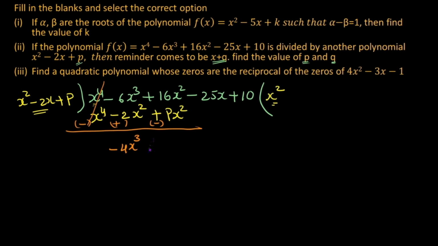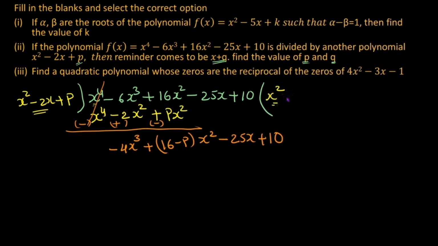Okay. And if you do it here, this is 16 minus p x square. Right. So, 16 minus p x square. So, anyhow, the minus 25x plus 10 will be there as it is.